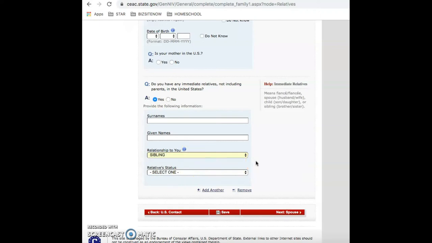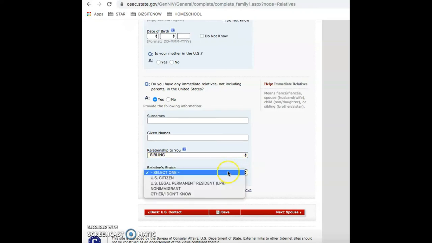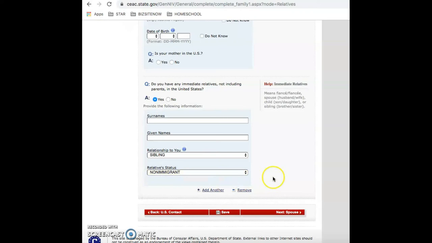And if you have a relative here, like a spouse or a child, ilagay niya lang. Kasi usually, yung mga nag-a-apply din ng US visa is yung may mga anak dito sa states or may magulang. And then, relative status. Kung US citizen ba, US legal permanent resident, which I think is a green card holder, or you can also put non-immigrant, which is also a tourist. And then just click yung next spouse.